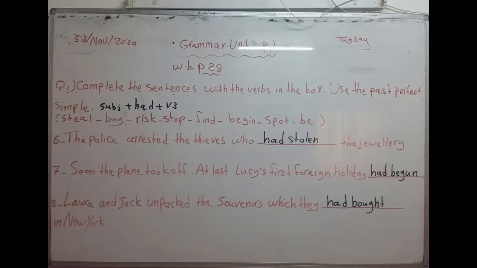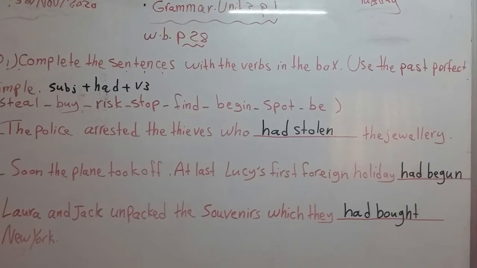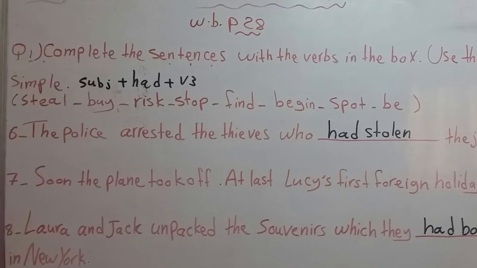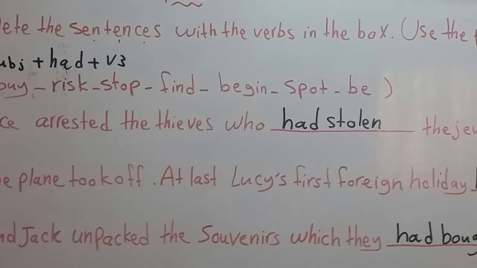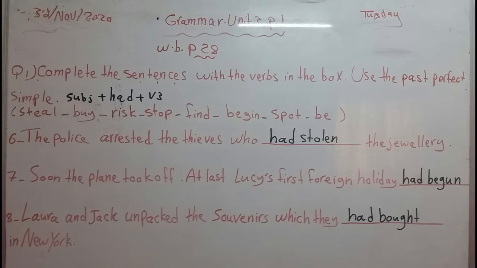نفس السؤال, number six. The police arrested the thieves who gap the jewelry. Jewelry هي الجوهرات. The appropriate verb here is steal, ليسرق. The verb three of steal is stolen. فبحكي had stolen. لا تنسوا had plus verb three. هاي الباست perfect simple.